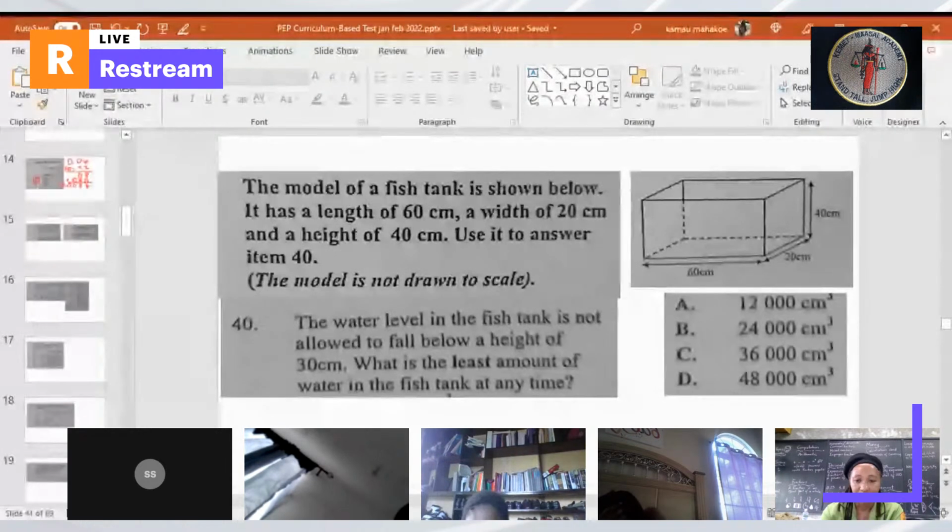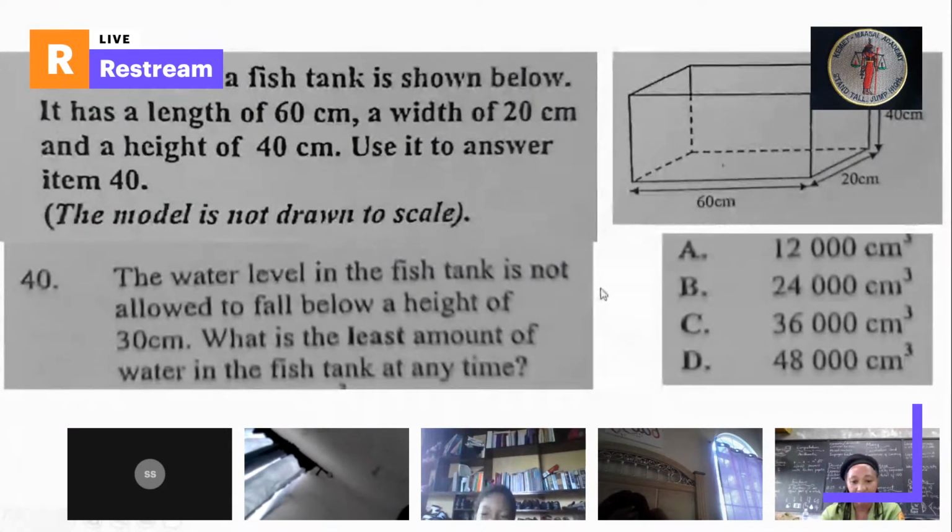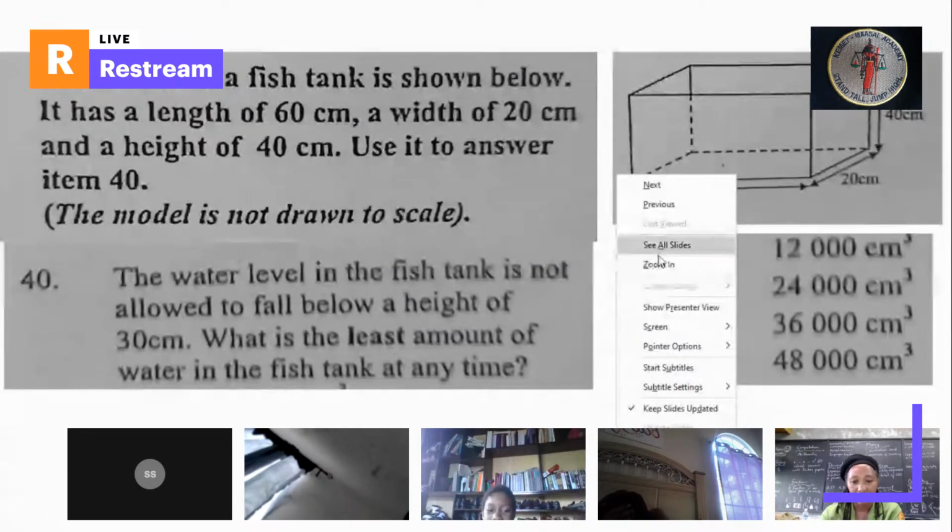Well, miss, the slideshow is bigger, so miss, we can try the slideshow. The slideshow is bigger? Yes, miss. I don't think it makes the screen bigger. Miss, it makes the screen bigger.